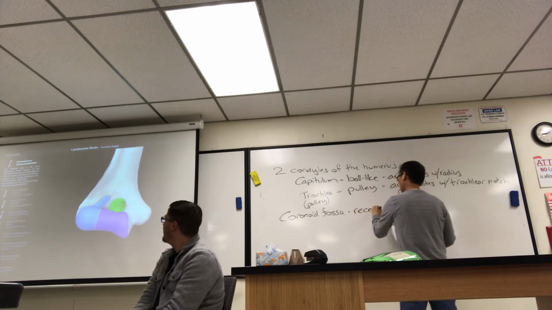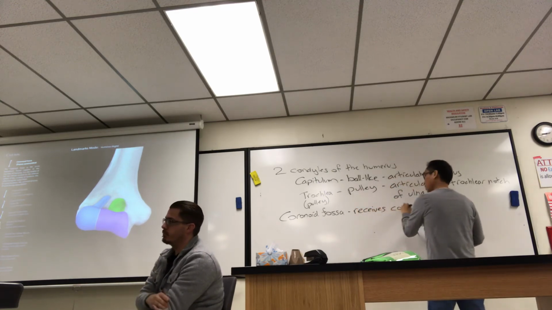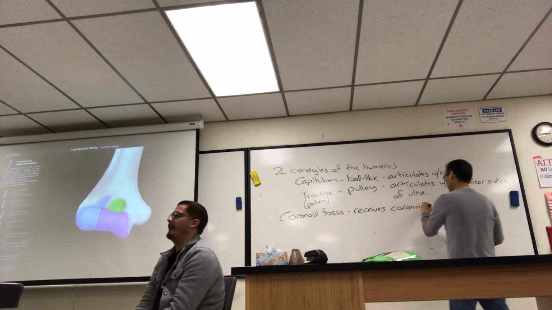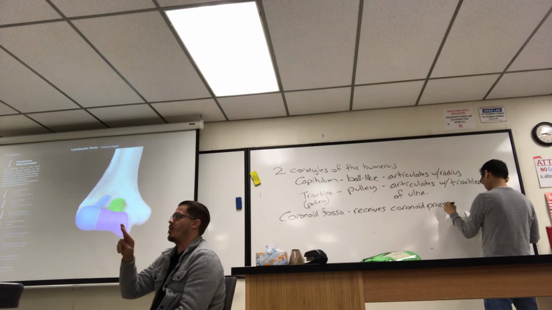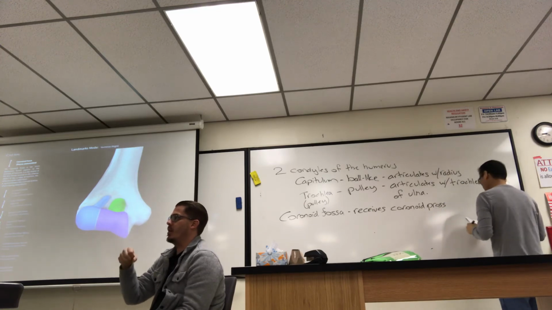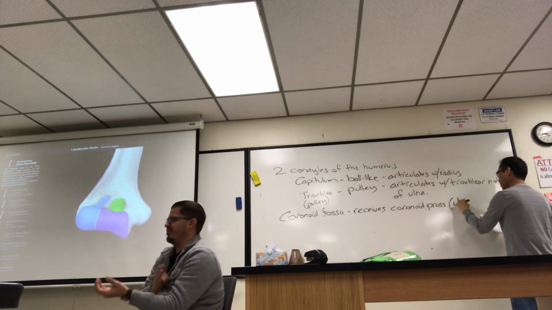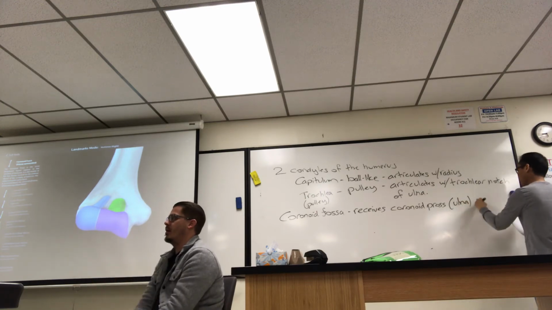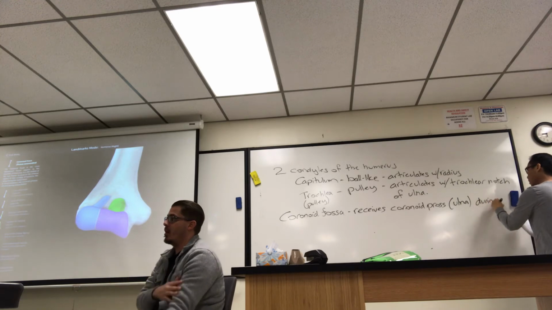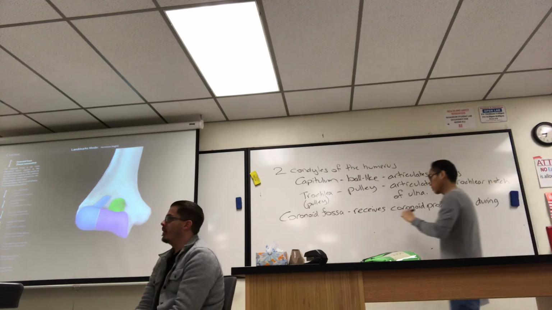Receives coronoid process. That's on the ulna bone. During forearm flexion.